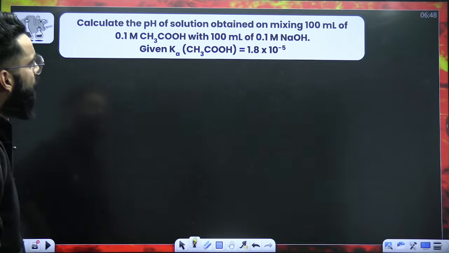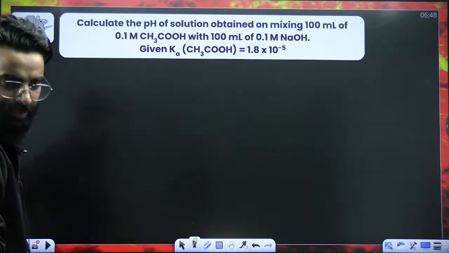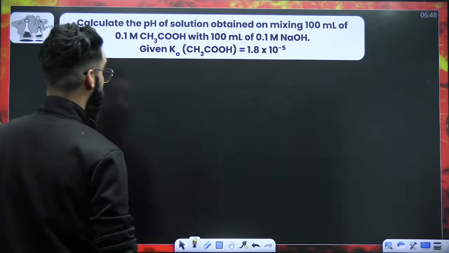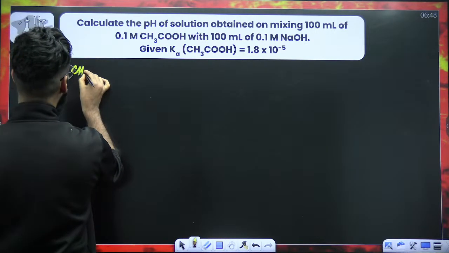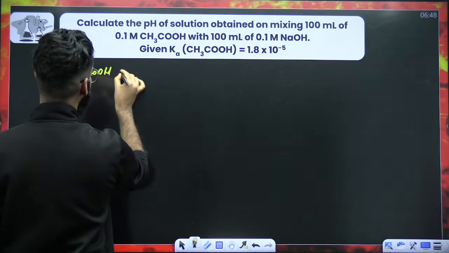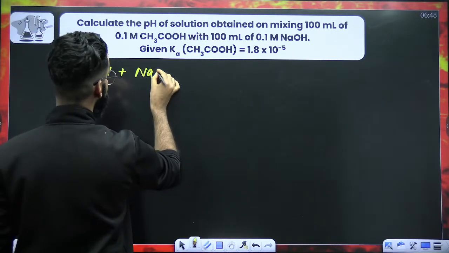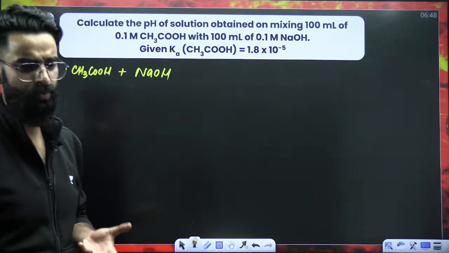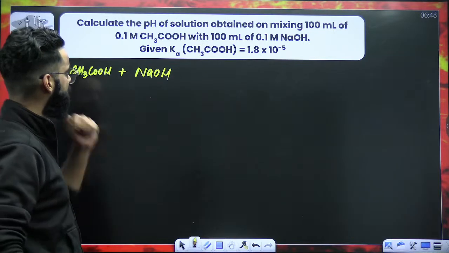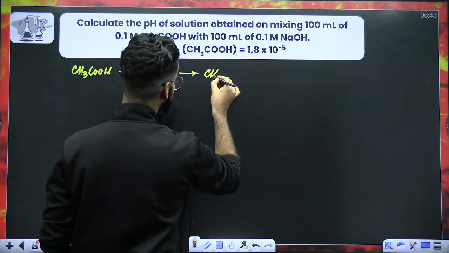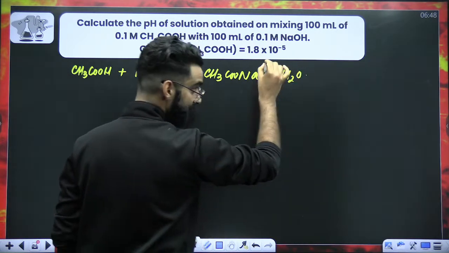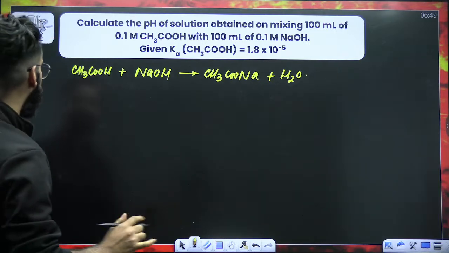Calculate the pH of the solution obtained on mixing 100 ml of 0.1 molar CH3COOH with 100 ml of 0.1 molar NaOH. So as far as this question is concerned, you are making CH3COOH react with NaOH, right? You're putting the acid and base in the same container. So what is going to happen? CH3COOH, when it reacts with NaOH, leads to the formation of CH3COONa, and with that you'll be getting water. Try to understand. It's a good question and simple at the same time.